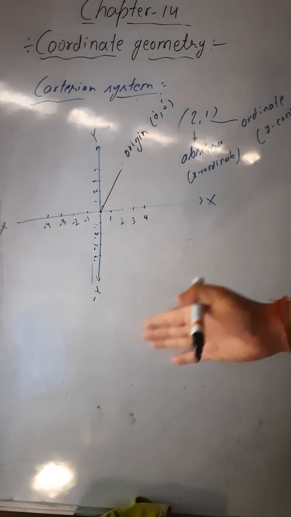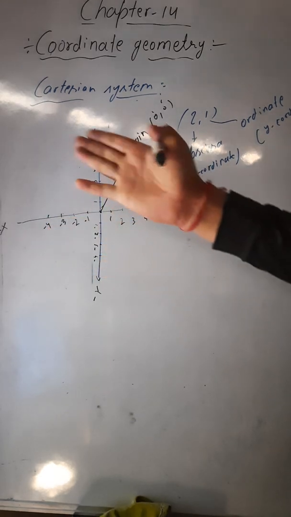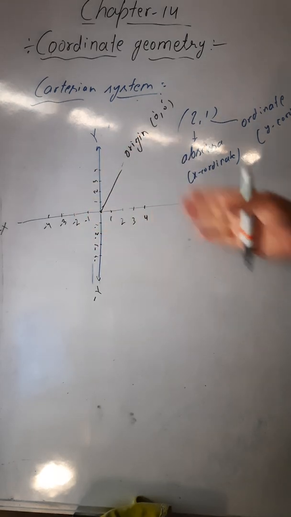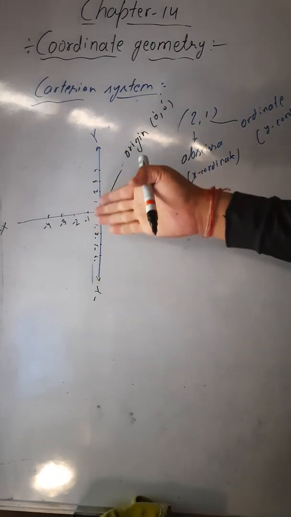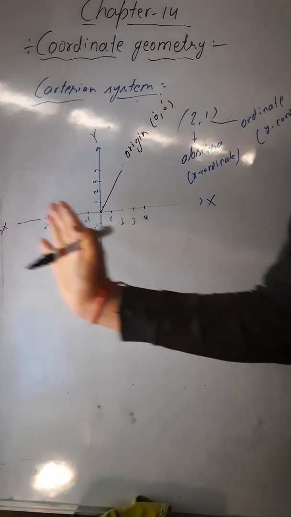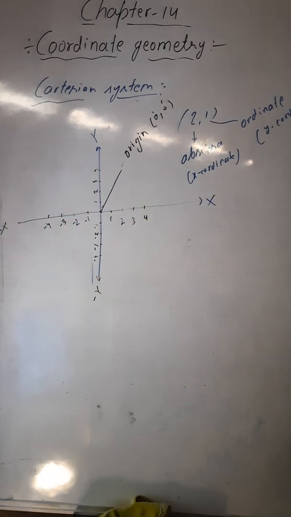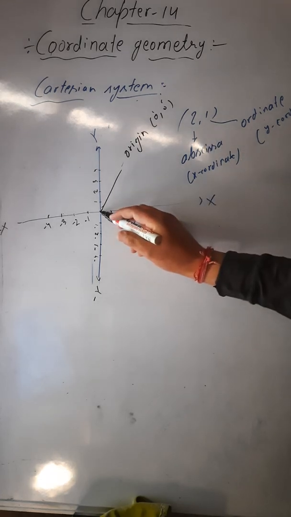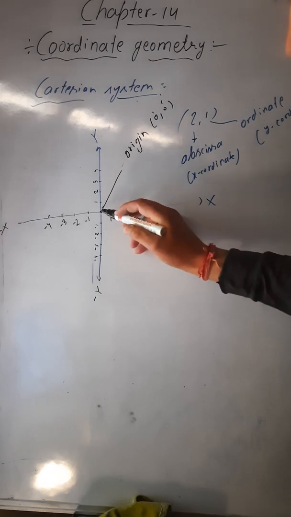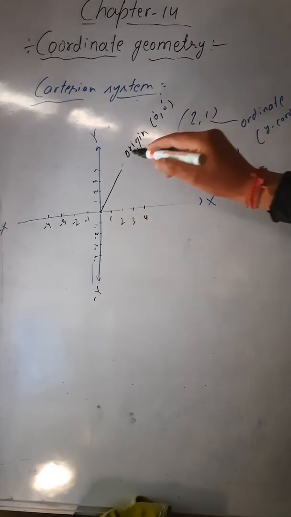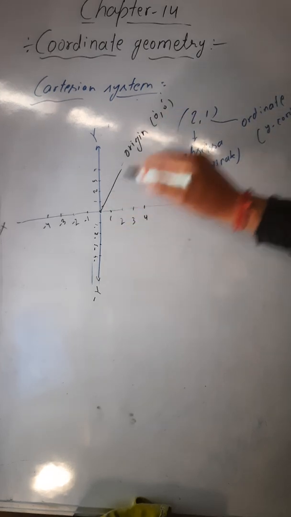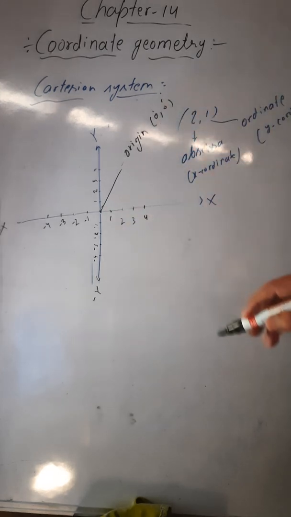So these are the points which I am locating on the x-axis and y-axis. This is the positive direction of the y-axis. This is the negative direction of the y-axis. This one is plus x and this one is minus x. And the point where the x-axis and the y-axis intersect each other is called the origin. The coordinates of the origin are 0, 0, which means here x is also 0 and y is also 0.